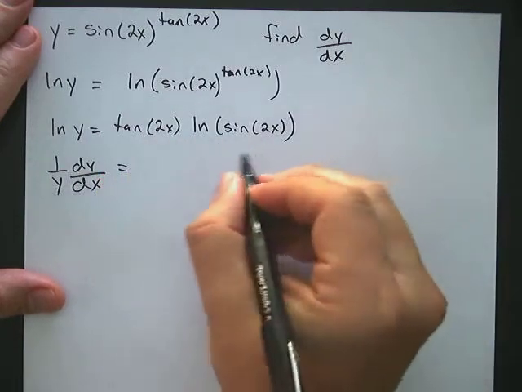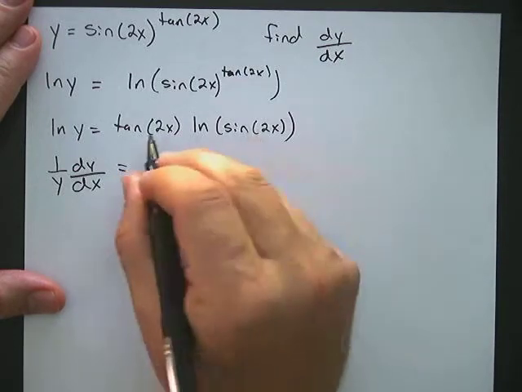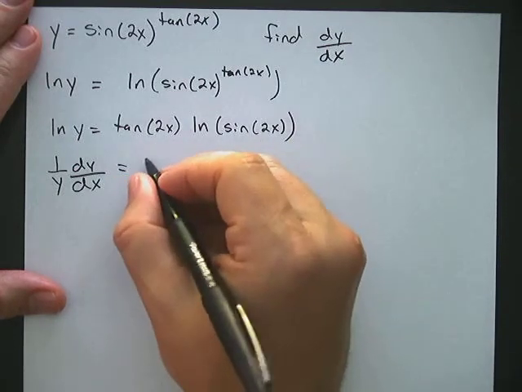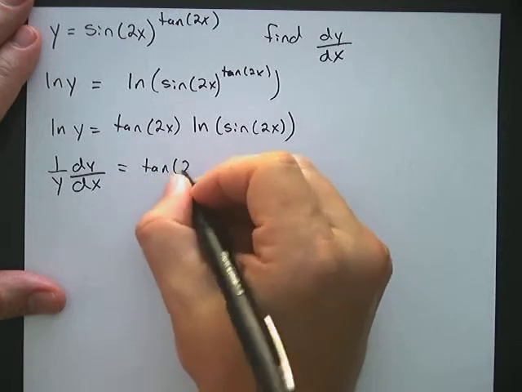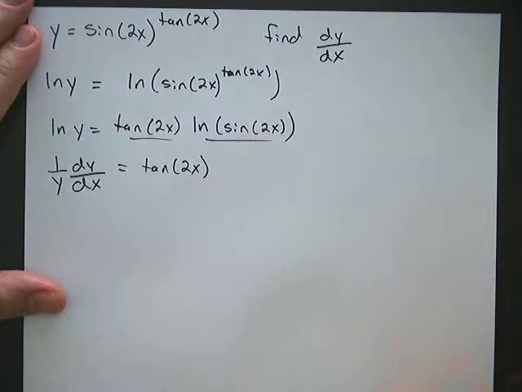Recall that the product rule is the first times the derivative of the second plus the second times the derivative of the first. So the first is tangent of 2x times the derivative of the second one here. The derivative of ln of u is du over u, so the derivative of the inside divided by the inside.